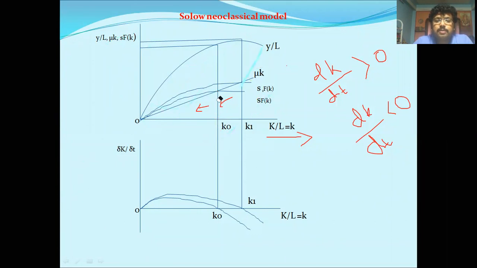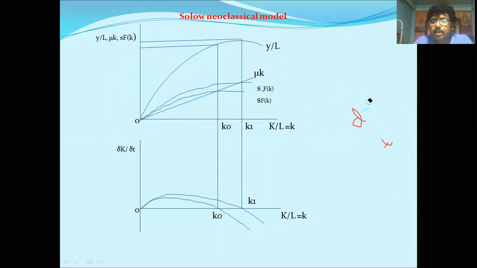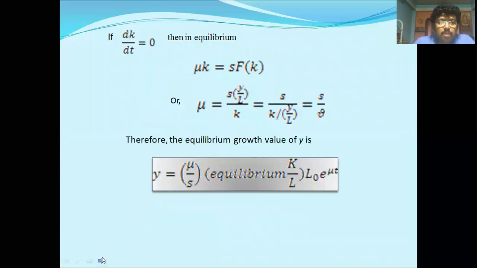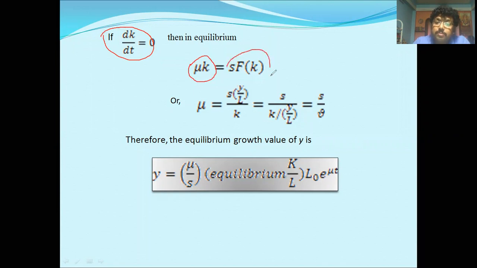I am erasing all my markings, and now I move to my next slide. Okay. Look, now suppose dk by dt is 0. If dk by dt is 0, what will happen? The capital accumulation per head will be equal to the savings per head.